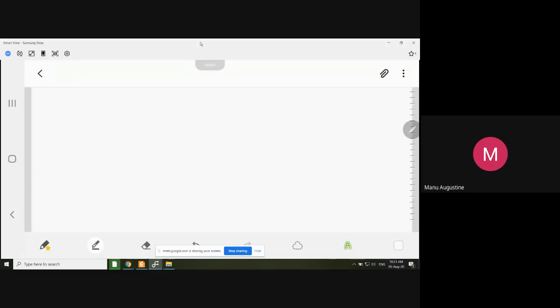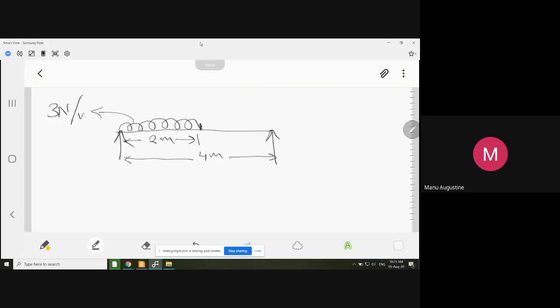now I again take a simply supported beam. This is 4 meters in length. I apply a uniformly distributed load up to 2 meters and the value of UDL is, let us say, 3 Newton per meter.